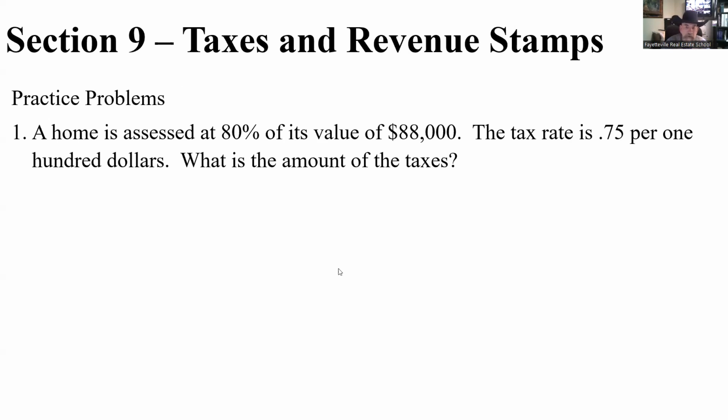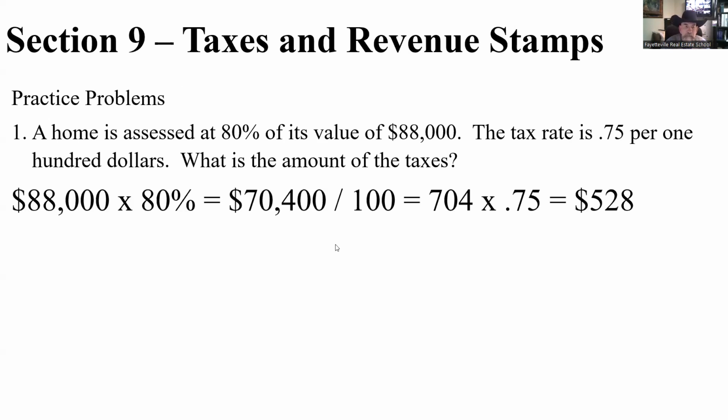And let's take a look here. There it is: 88,000 times 80% equals an assessed value of 70,400. We divide that by 100, multiply that by the tax rate of 0.75, and the annual taxes for this property is $528. All right, let's look at another one.